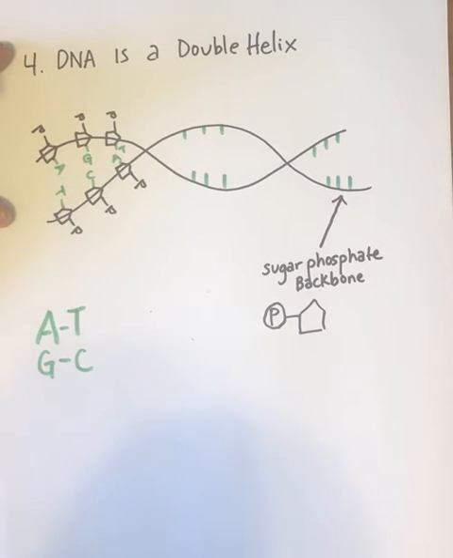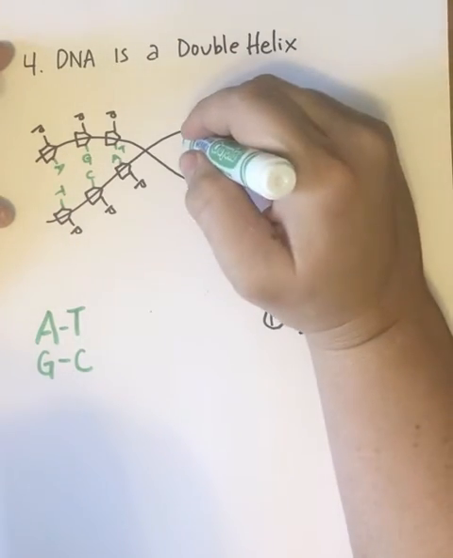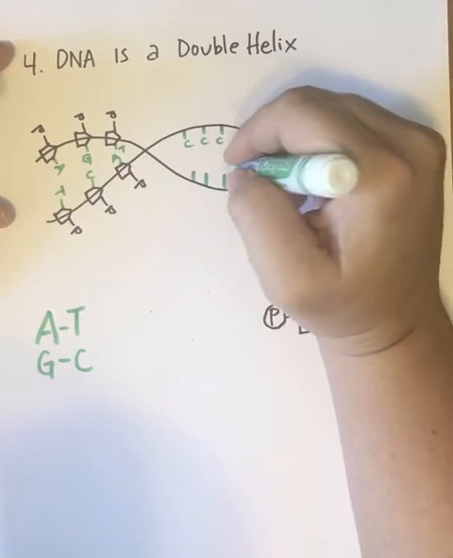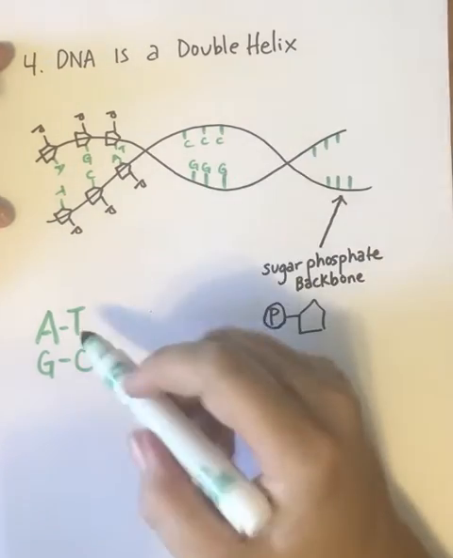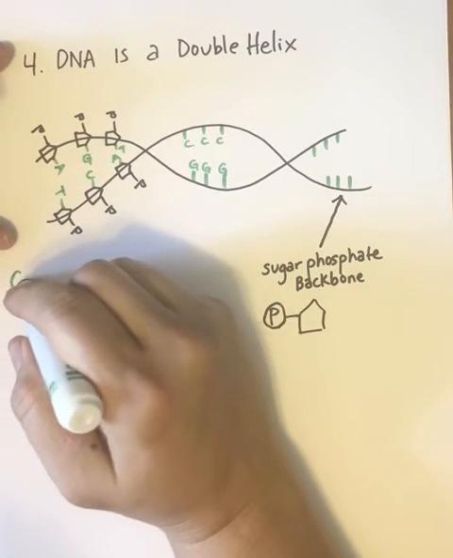Those represent your nitrogen bases. So you literally can put any letters on here. I'm just going to say C, C, C. So the opposite side would be guanine, guanine, guanine, because these are always going to be complementary.